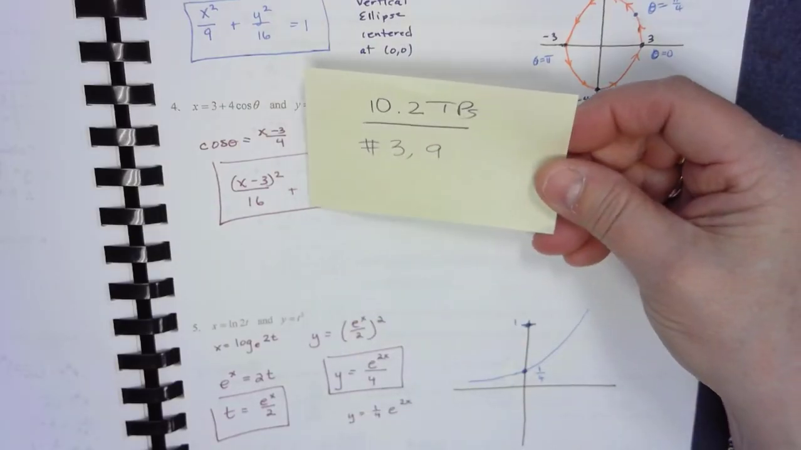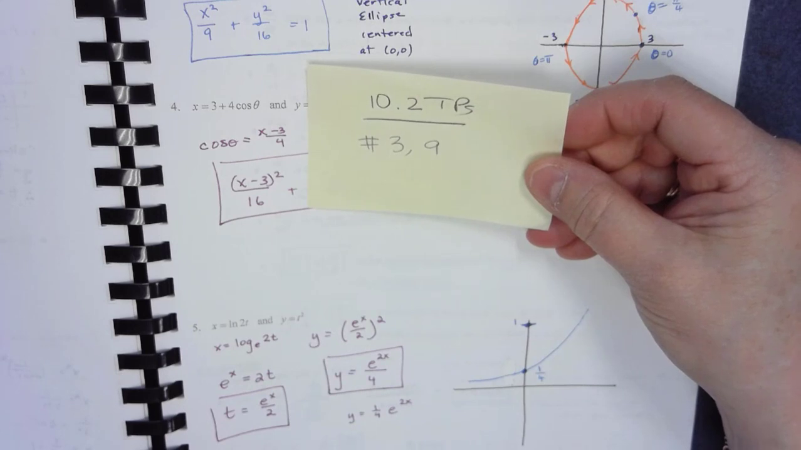And your TPs for section 2.2 are numbers 3 and 9.